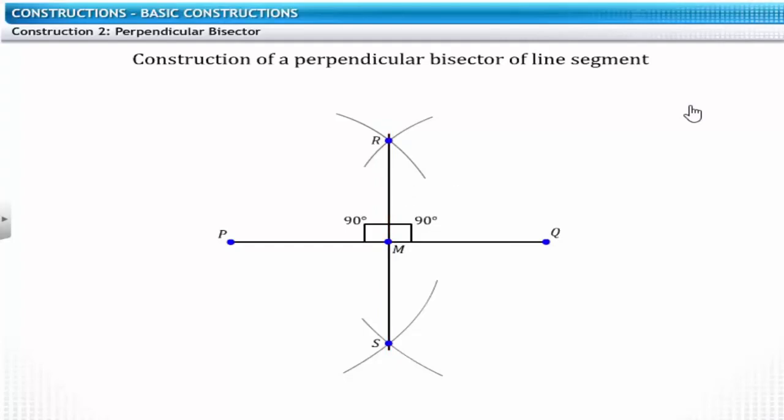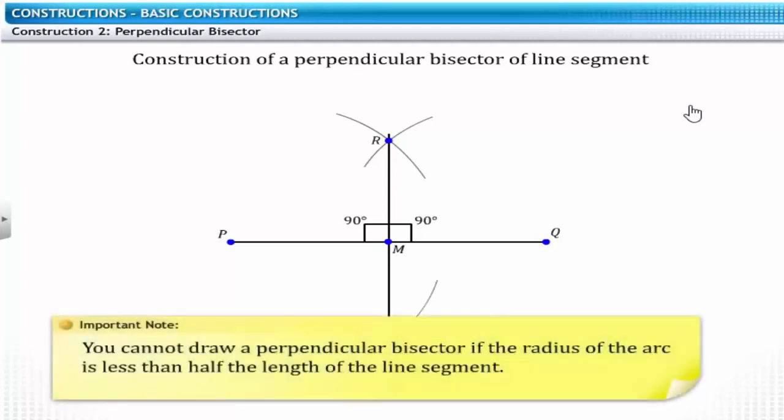An important point to note is that you cannot draw a perpendicular bisector if the radius of the arc is less than half the length of the line segment.